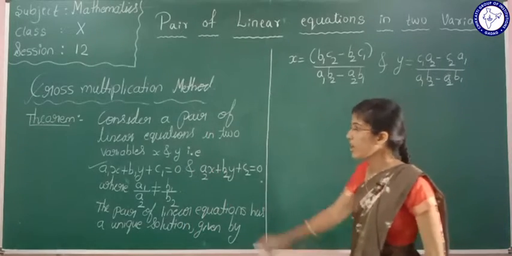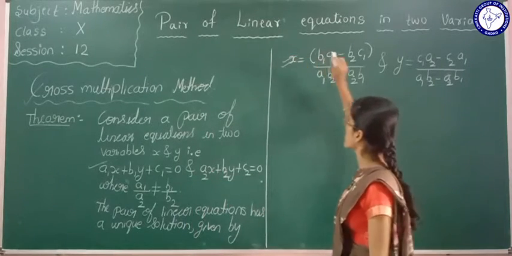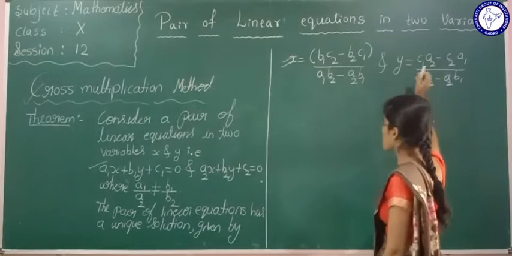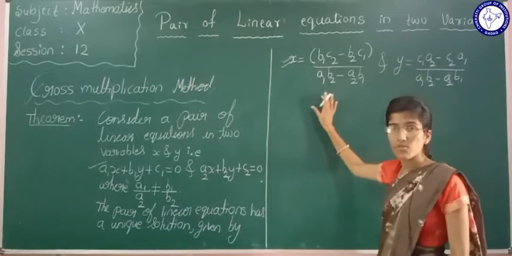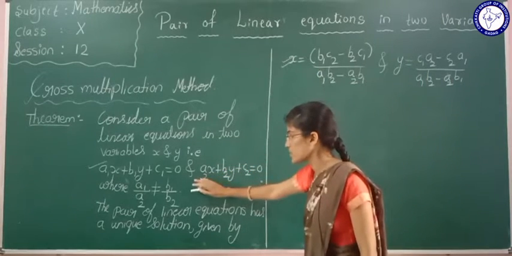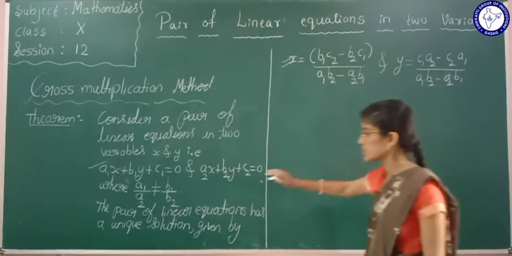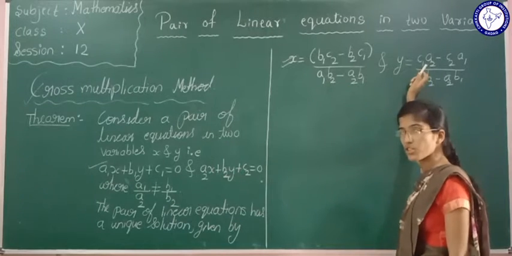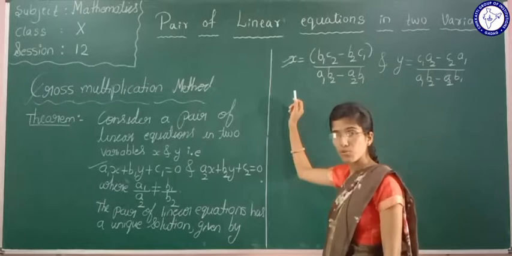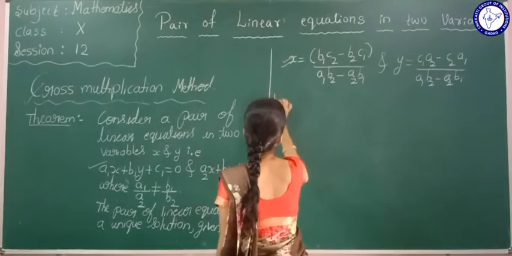Now see how this came. Here x is equal to some quantity, here y is equal to some quantity. How did it come? We will see the proof of this. The pair of linear equations has a unique solution. How did this come? We will see the proof of this theorem. See here, proof.